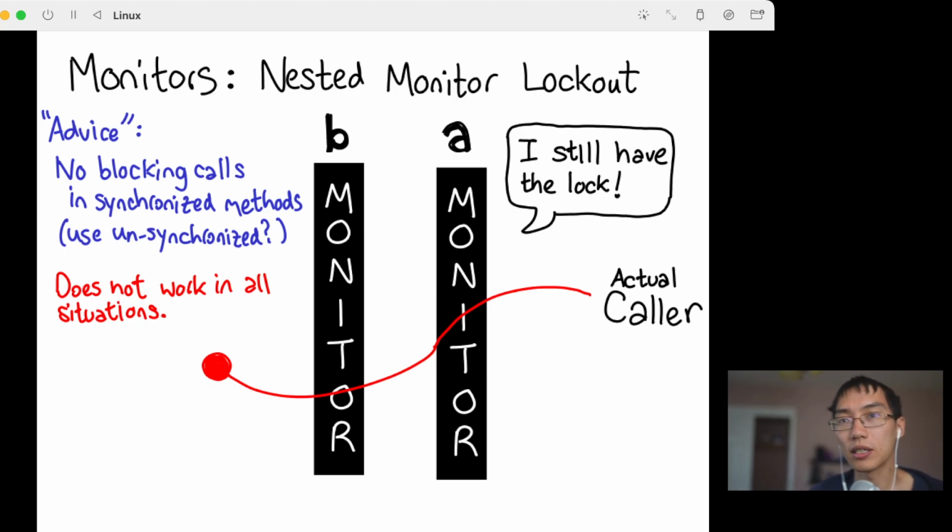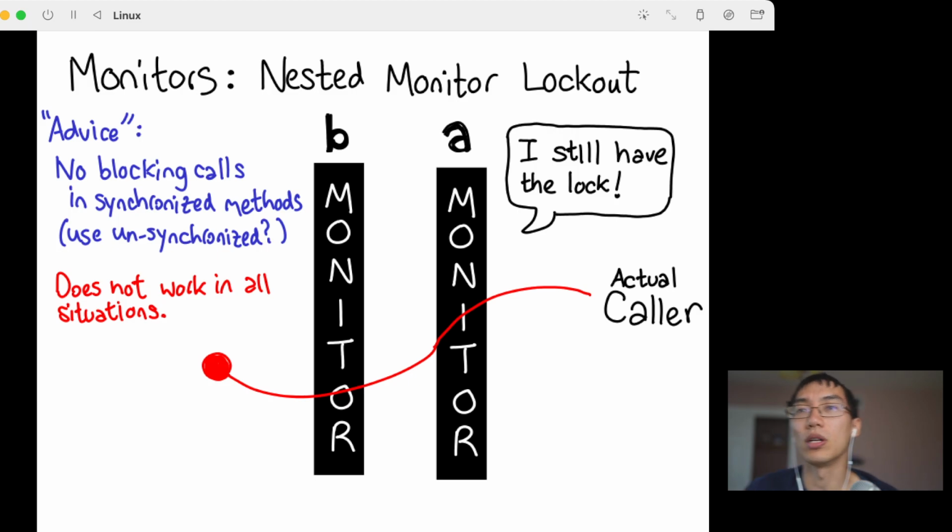So one common tip that people would give, if you Google nested monitor lockout, there's a bunch of web pages saying there's a problem, here's how to solve it. And one piece of advice people will give is, when you're writing Java code, make sure you don't do blocking calls inside of synchronized methods.